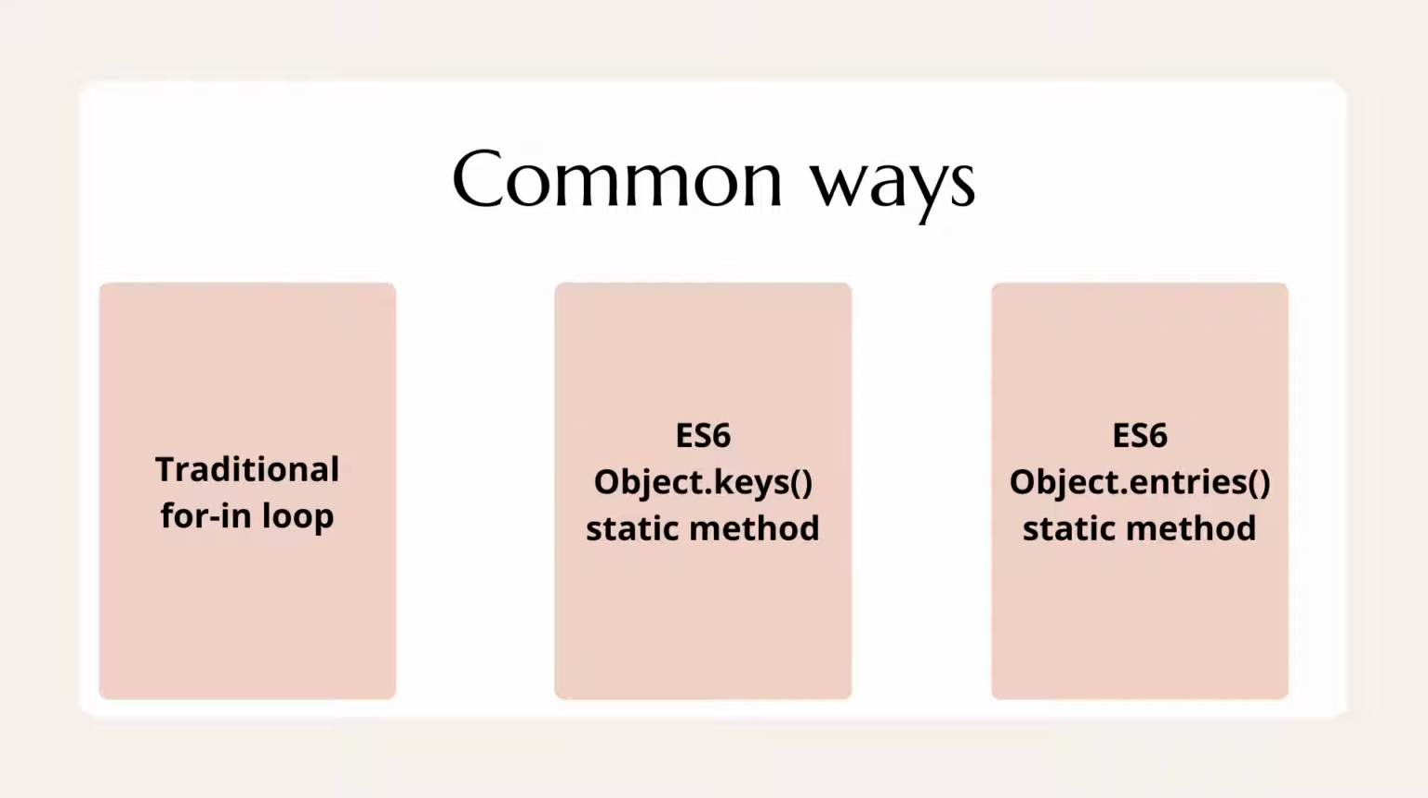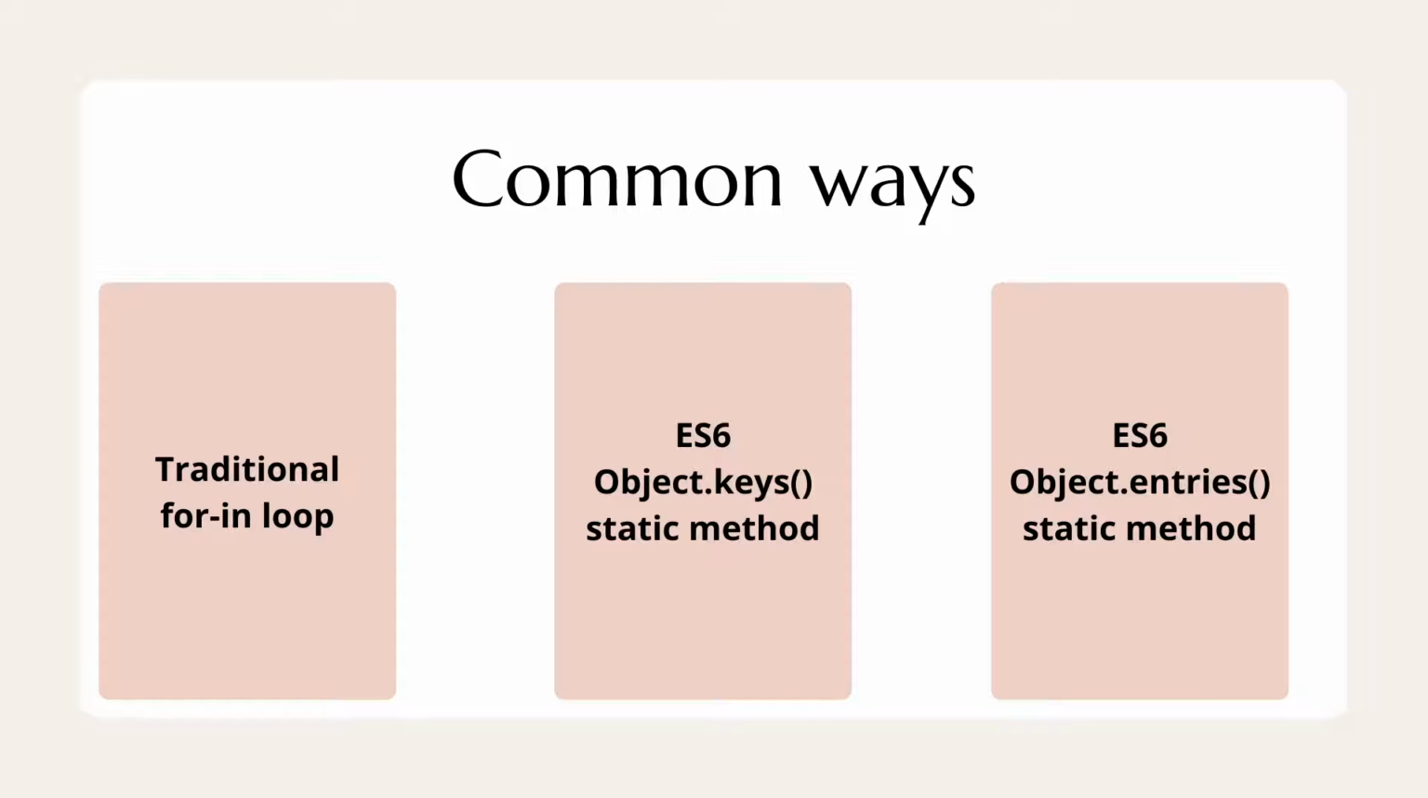Basically, we have got three common ways of looping through objects. The first one is the traditional for in loop, and from ES6 we have got new static methods such as Object.keys and Object.entries, which make our iteration easier. So we are going to look at all of these in detail.